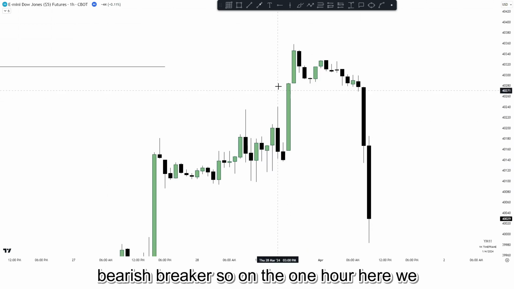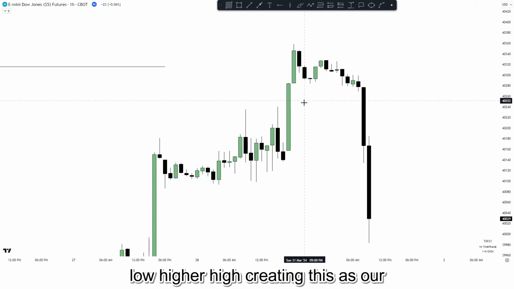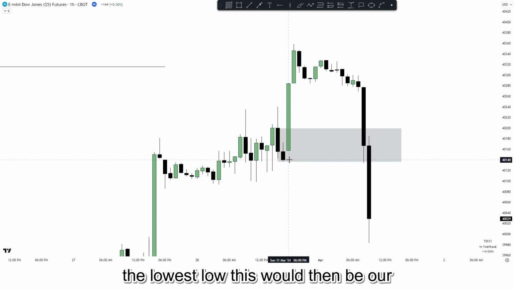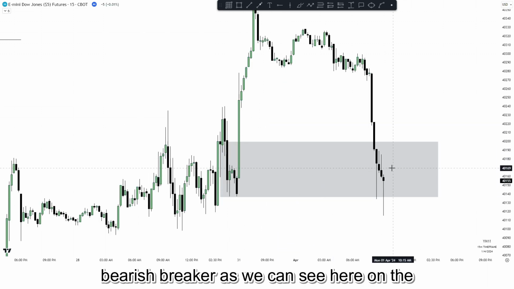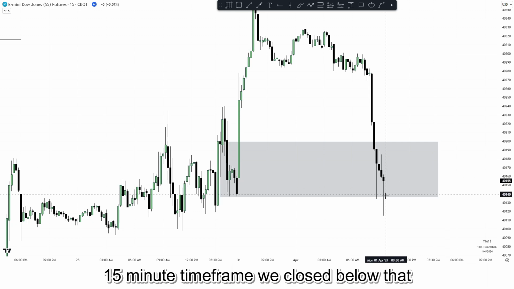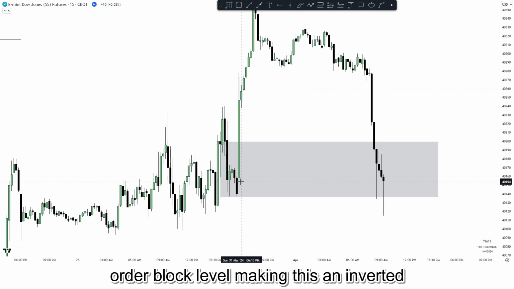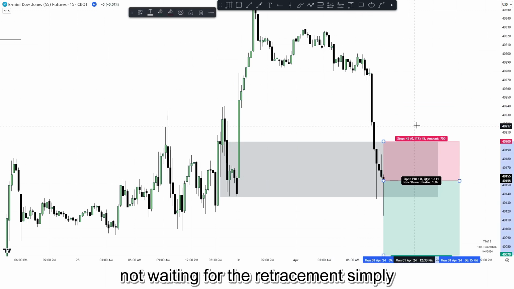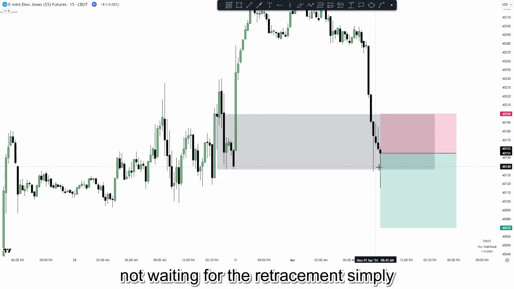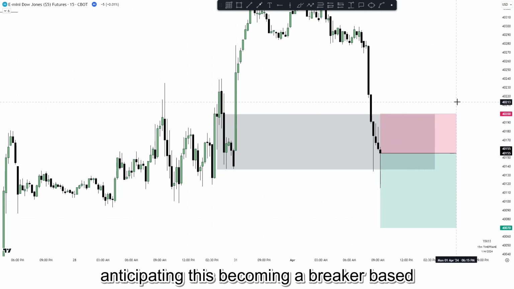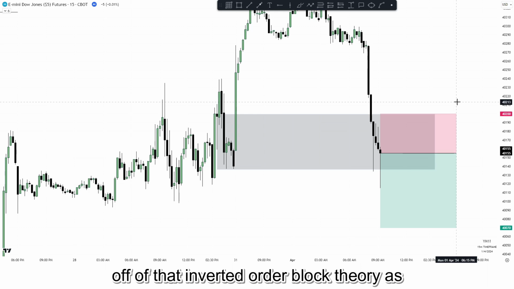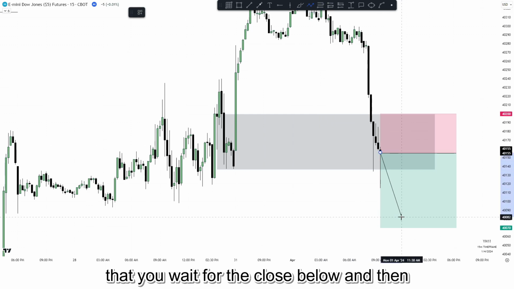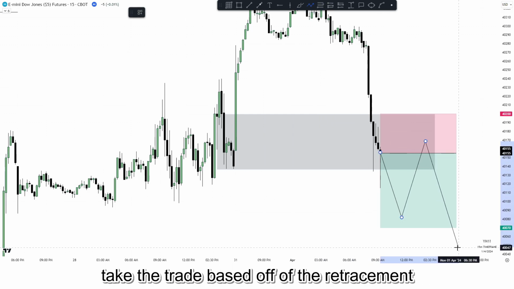So on the 1 hour here, we have this high, low, higher high, creating this as our bearish breaker. From the highest body to the lowest low, this would then be our bearish breaker. As we can see here on the 15-minute time frame, we closed below that order block level, making this an inverted order block. So I'm actually going to take my trade here inside of the breaker, not waiting for the retracement, simply taking it inside of the breaker, anticipating this becoming a breaker based off of that inverted order block theory. As a new beginner trader, I'd want to suggest that you wait for the close below and then take the trade based off of the retracement.